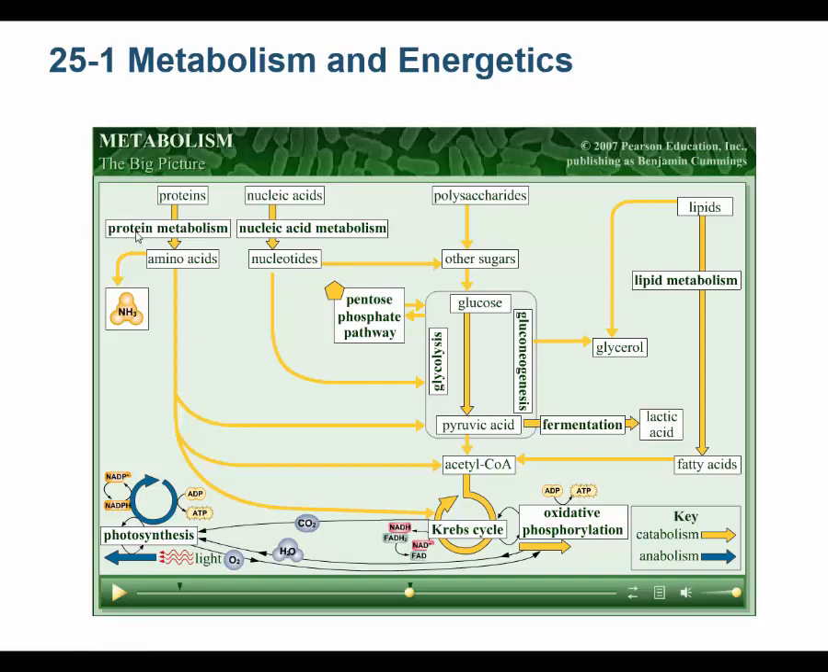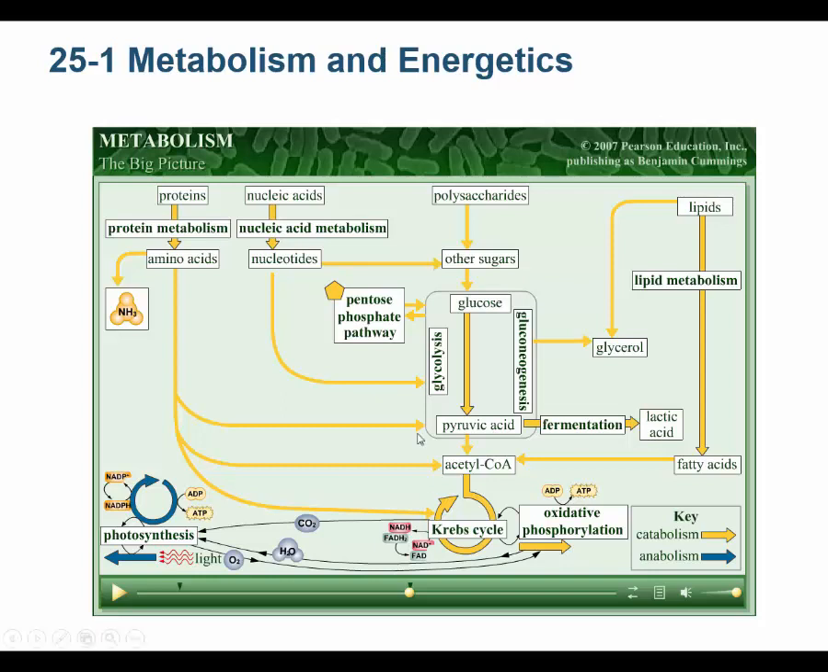It would be nice if you understood that in protein metabolism, the amino acids can enter in different places of the catabolic pathways. For example, some amino acids enter as pyruvic acid, some enter as acetyl-CoA, some enter directly into the Krebs cycle. So you're not going to have to memorize any of the intermediates of these pathways, but an overview about how we burn proteins, polysaccharides and lipids is nice, just as an overview.